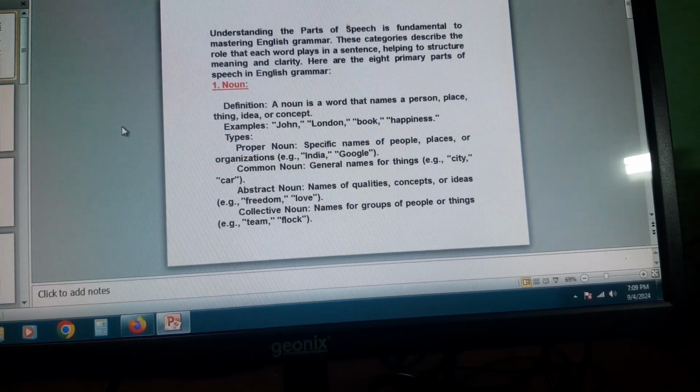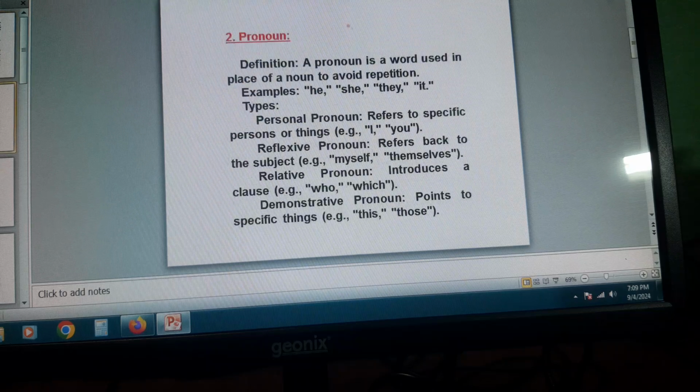Now I am going to the second slide. Here, which is pronoun, you see definition. A pronoun is a word used in place of a noun to avoid repetition. Example: he, she, they, it.